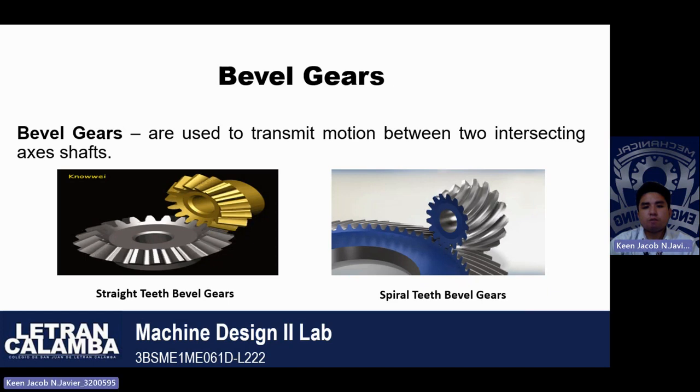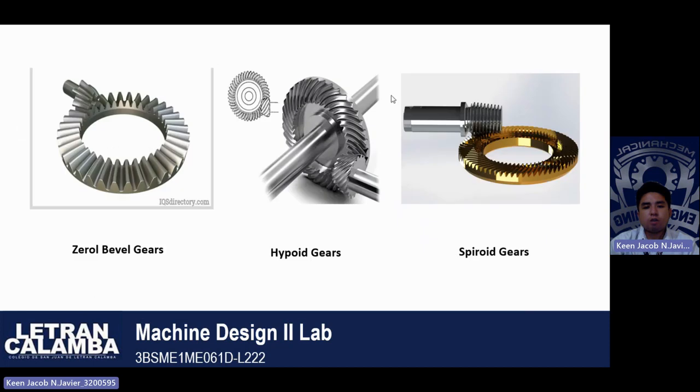The third type of bevel gear is the zerol bevel gears. It is a type of mechanical gear system with curved teeth that combine the characteristics of straight and spiral bevel gears. The fourth type of bevel gear is the hypoid gear. It's a type of mechanical gear system that transmits rotational motion between non-intersecting, non-parallel shafts, with the axes of the gears forming a hypoid angle.